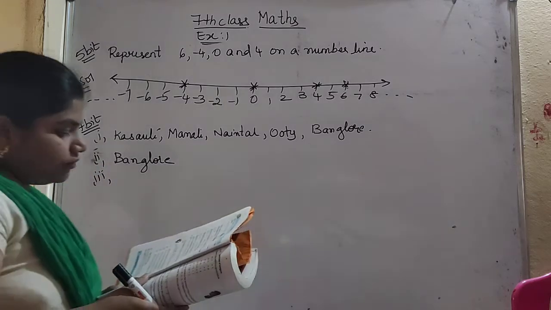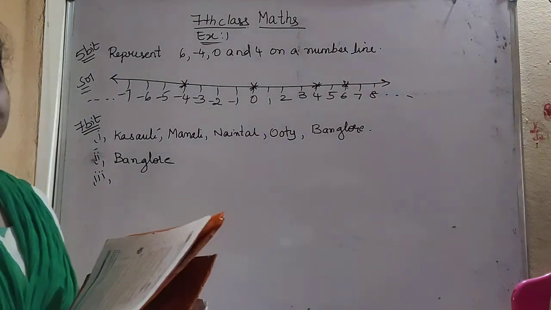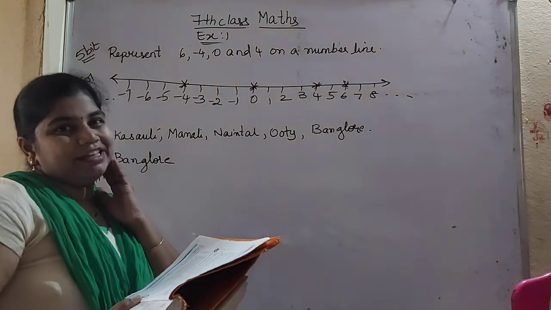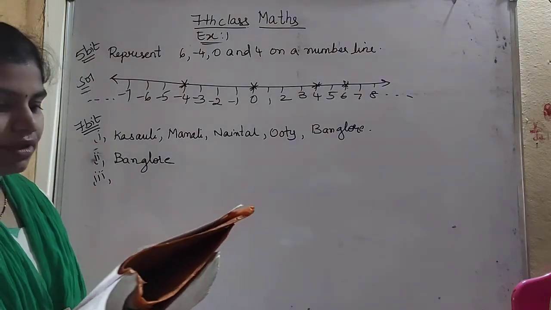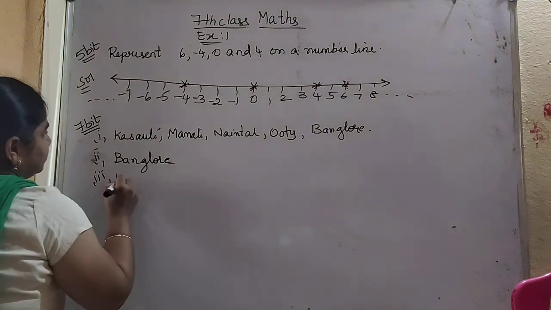Okay. So next is, which city has the lowest temperature? Lowest temperature means it will be a negative value. It will be lying on the left side. So that will be Kasauli.